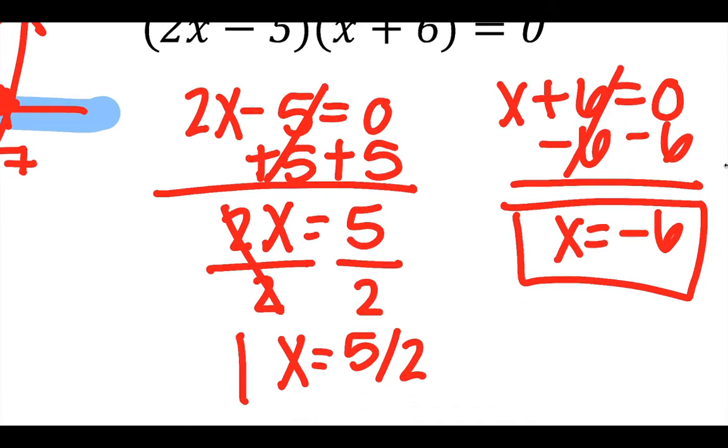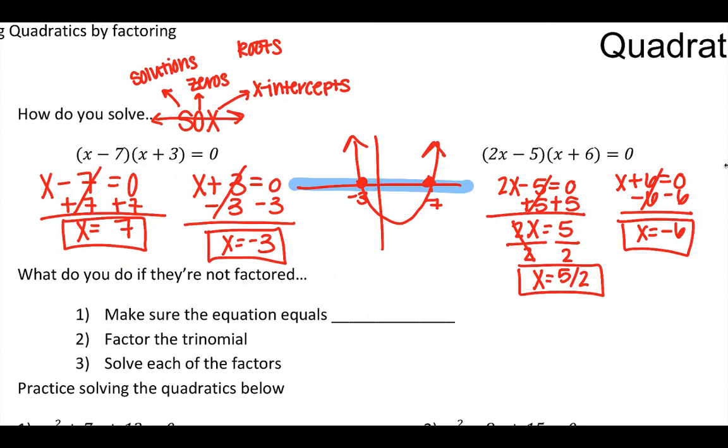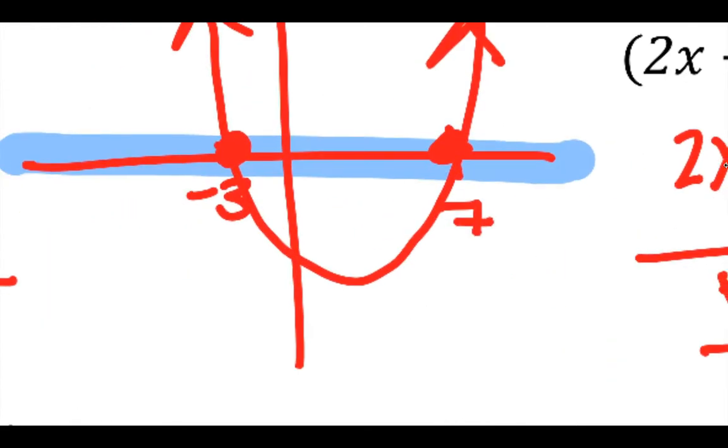Remember, quadratic equations can either have two solutions, one solution, or 0 solutions. So in this case, they both had two solutions. That means they're crossing the x-axis twice, like we saw right there.